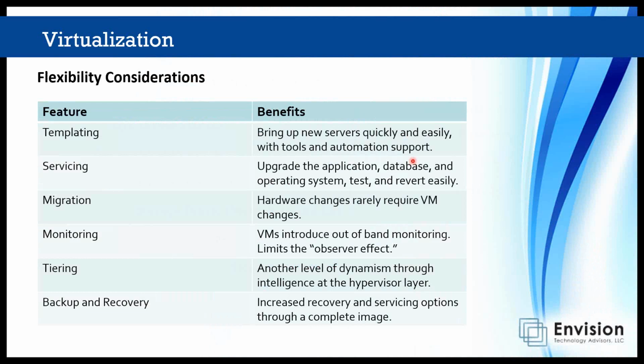First one is templating. You can bring up new servers quickly and easily with tools and automation support. If you want to try something new, or if you have the ability to scale out, or you want to bring up a mirror, a brand new clean mirror, etc., you can use templates to do that. Servicing is something that I think is one of the best things about virtualization. If you're on physical hardware and the physical hardware is experiencing issues, you have one option, and that's to fix it. I guess you have another option, which is to buy a whole new one, or bring it down and have someone service it.